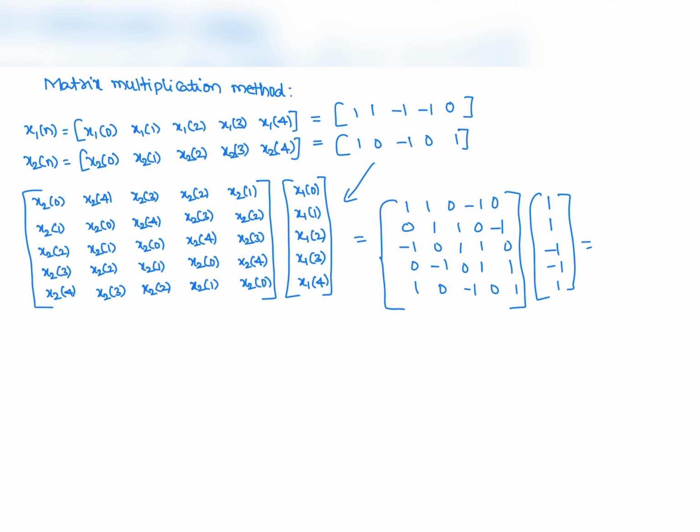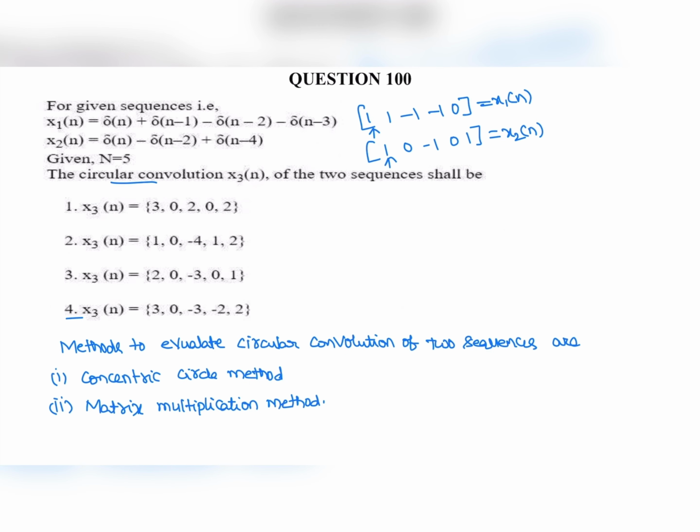So now, by using matrix multiplication, the resultant sequence is 3, 0, minus 3, minus 2 and 2. So the circular convolution of x1 of n and x2 of n results in the third sequence, that is 3, 0, minus 3, minus 2 and 2. The correct option is 4.